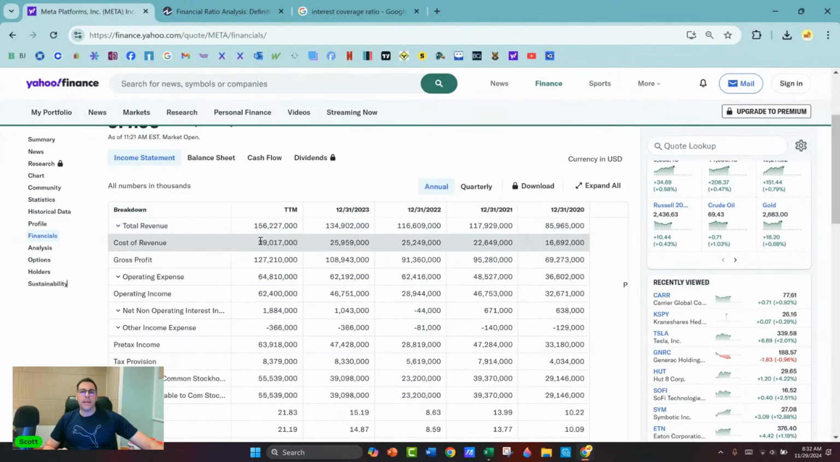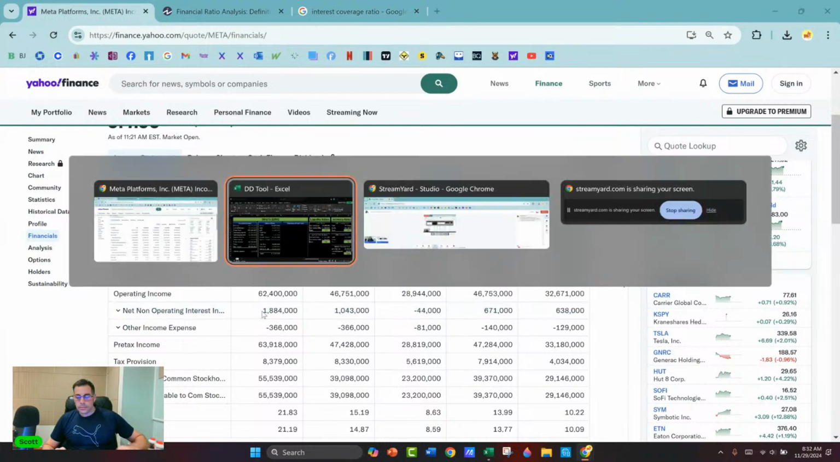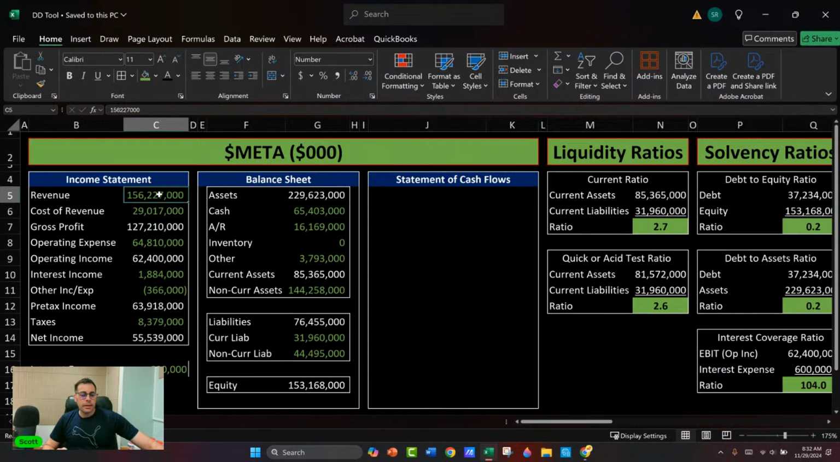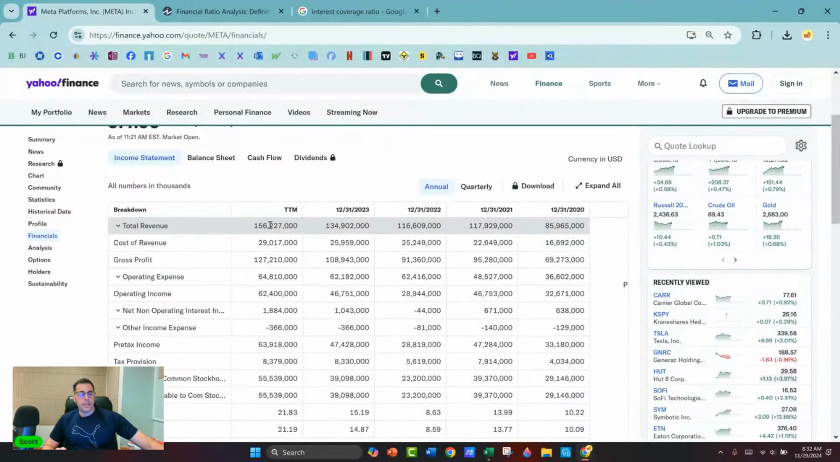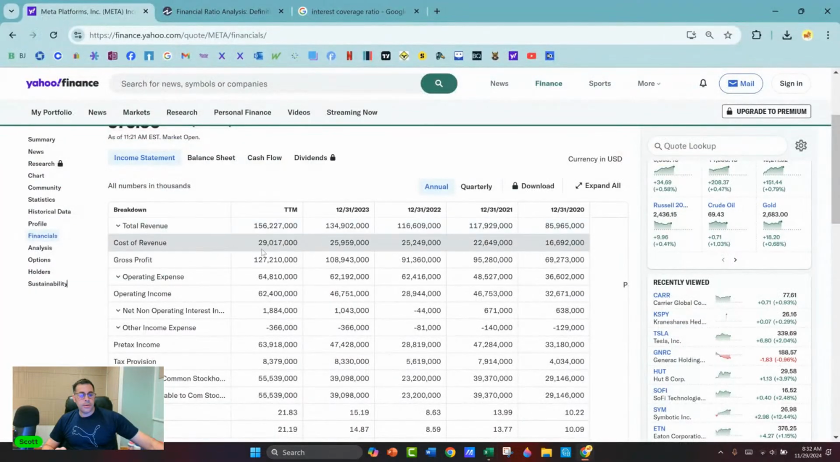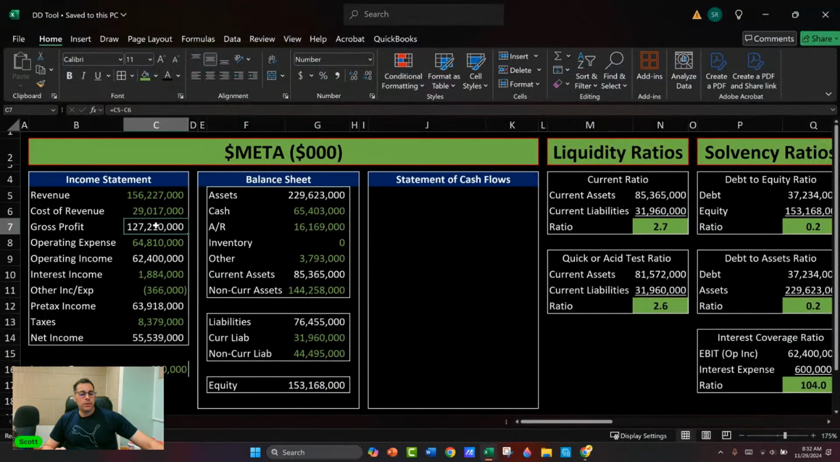Cost of revenue is always in the same spot. Then you have gross profit, etc. I'm just doing Meta as an example. So I just copied everything from Yahoo Finance into this Excel file. You just have to copy the stuff in green. You don't have to copy every single number. I just brought in the revenue, 156 billion, cost of revenue, 29 billion, and it calculates the gross profit. So you don't have to bring that number in.